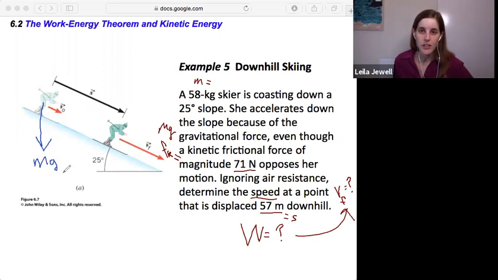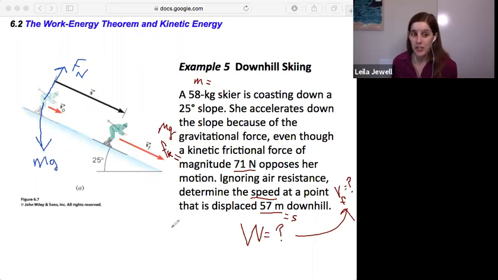What other forces are on the skier? Well, the normal force, right? So the normal force, because of the slope, is perpendicular to that slope, so pointing out from the surface in the normal direction, perpendicular. Okay, any other forces? There's also this kinetic frictional force. What's the direction of that going to be? It's opposing the skier's motion, so that's going to be against the motion or up along the slope. So that is an F sub K.